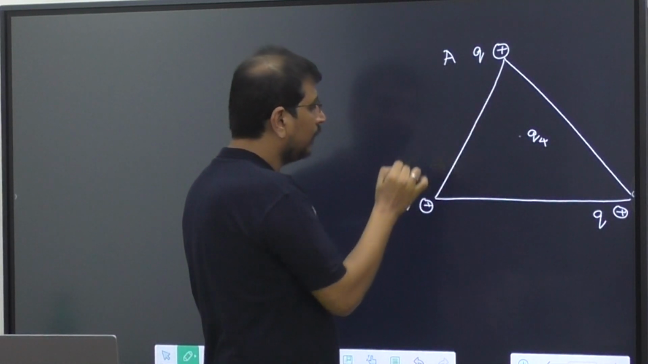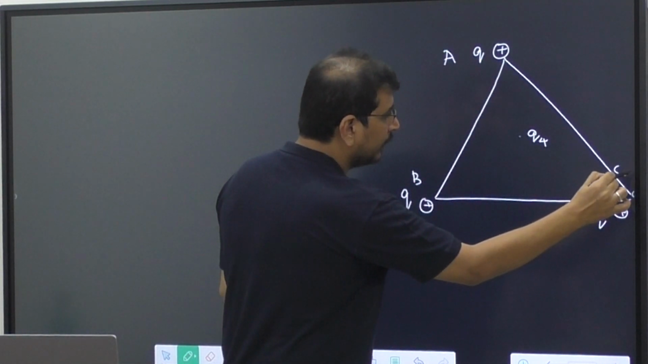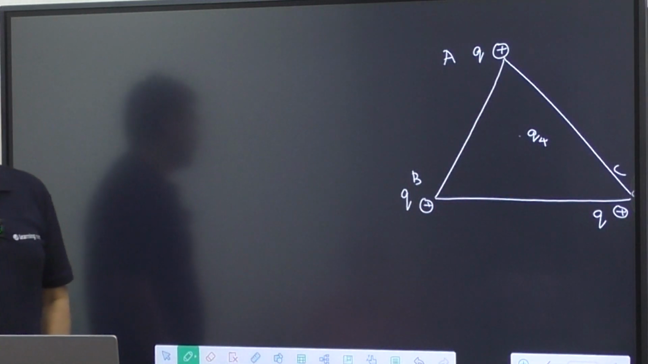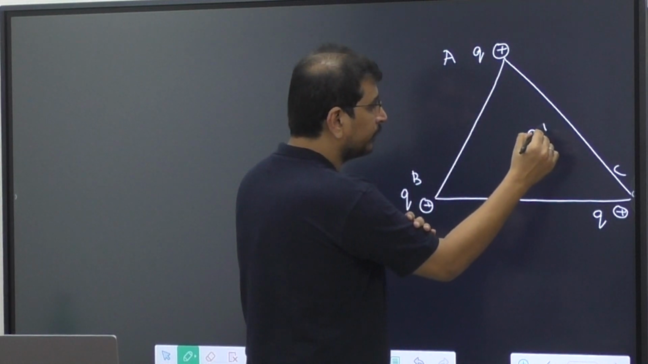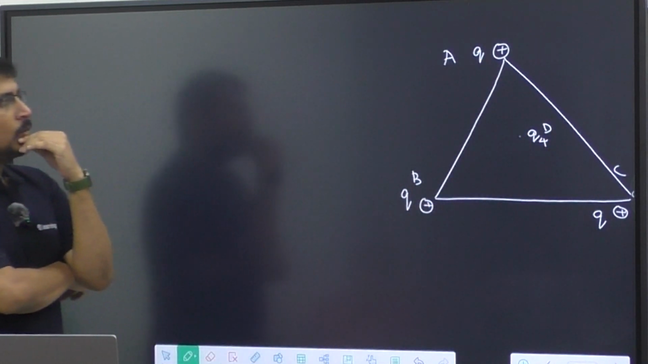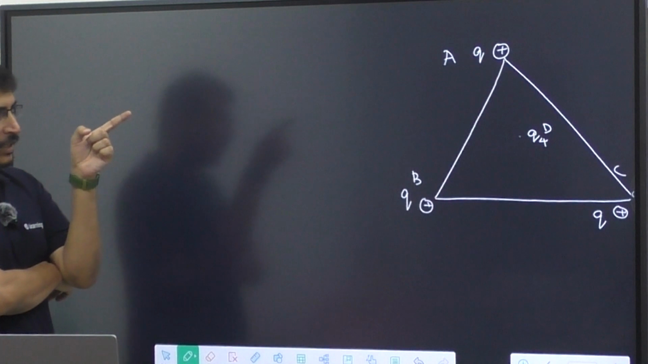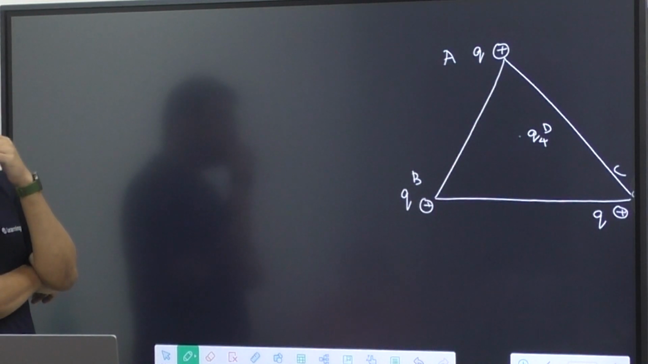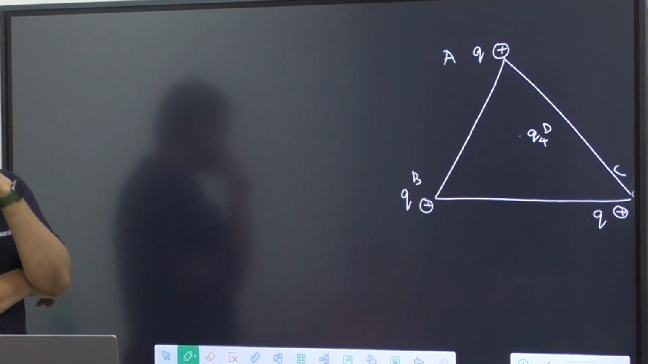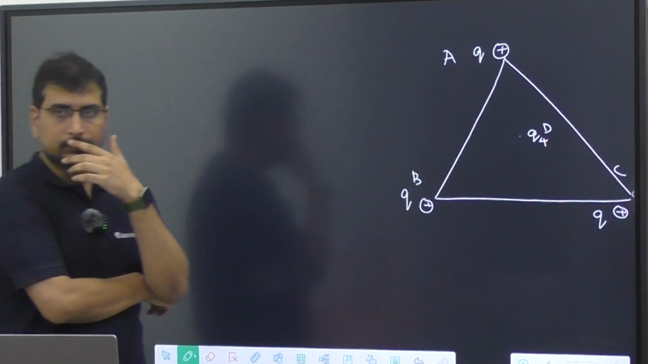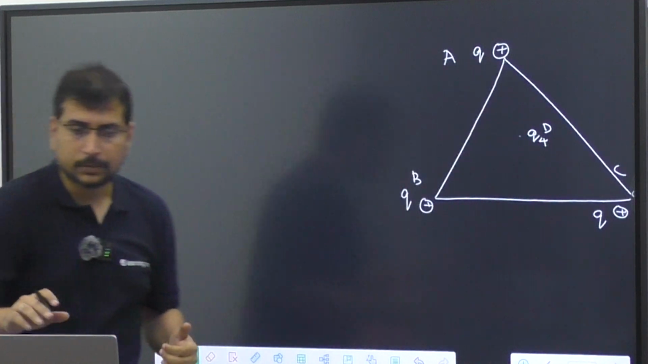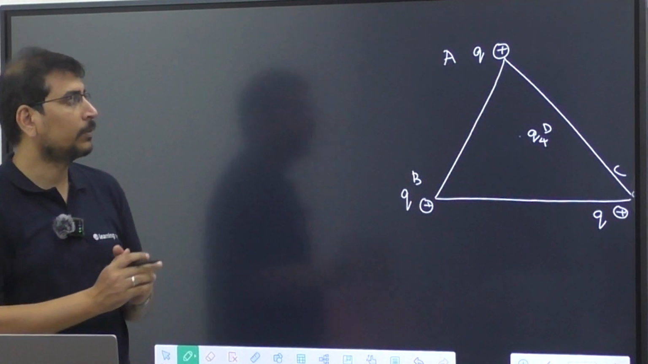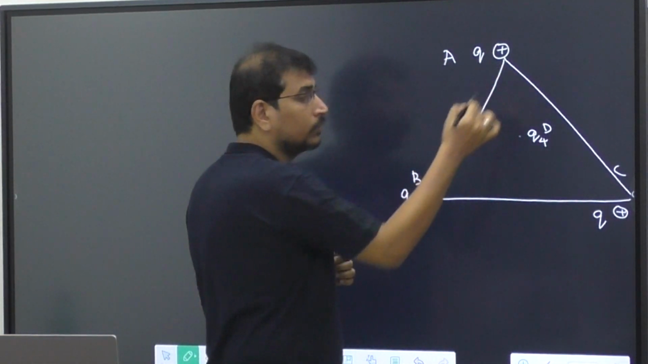So if I take these to be A, B, and C, and let me call the centroid D, for instance. Now, what is the force experienced by Q4 due to the charge at point A? What is the direction? But we have to prove it. How? That's what I mean. So, which way? Which side?